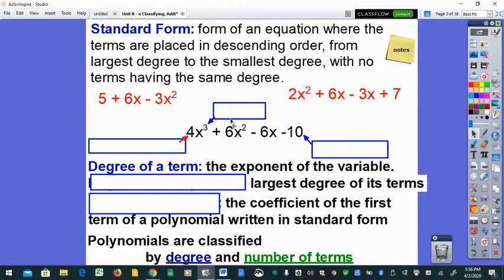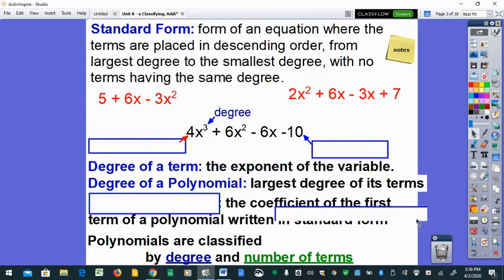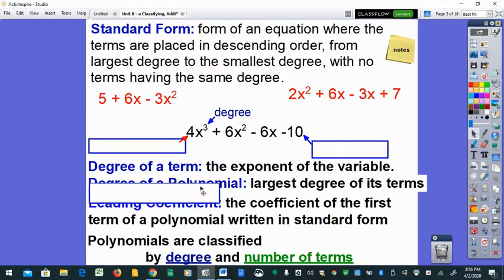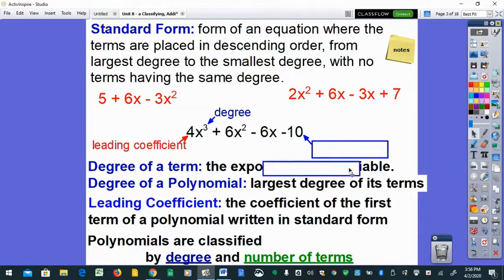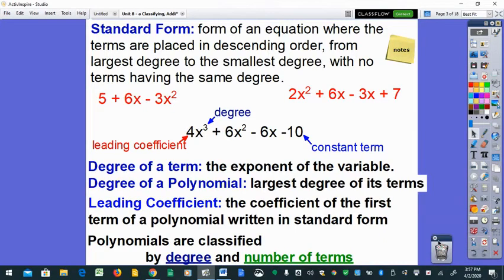So just to remind you that that little number is called the degree of the term. Now, the degree of the polynomial will be the largest exponent. So this would be a degree 3. And the number in front of the highest exponent, the leading number, is called the leading coefficient. So there's the leading coefficient. It would be 4. This one is in standard form. The degree of the polynomial would be the 3. And oh, by the way, the constant is the caboose.